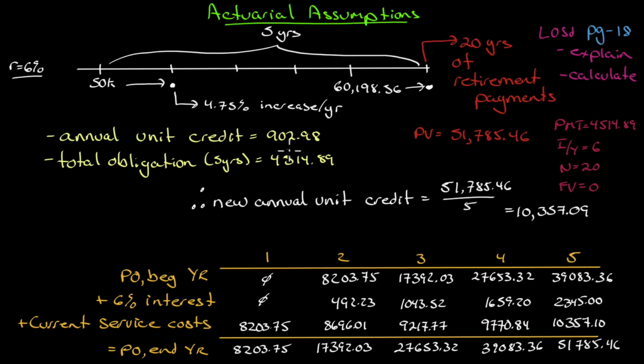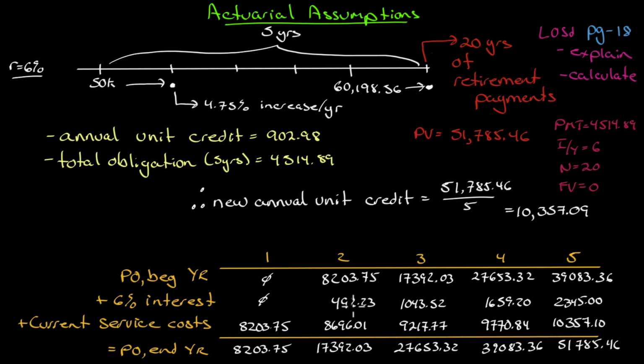For the lump sum payment, the annual credit was $90298 that we charged each year for service costs. Now we're charging $10,357.09 per year. Of course, discounted back to its appropriate year. So if we take this $10,357.09 and we discount it back and apply it to the first year, the second year, the third year, the fourth year, etc., here's what we get for the service cost each year. So that at the end of the first year, our pension obligation is $8,203, not the $700 and change we had before with a lump sum payment, but $8,200.